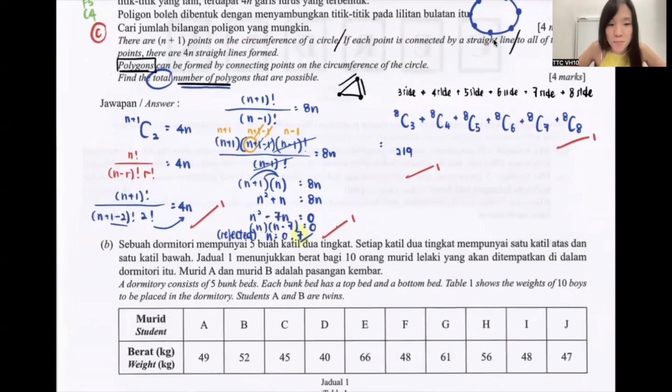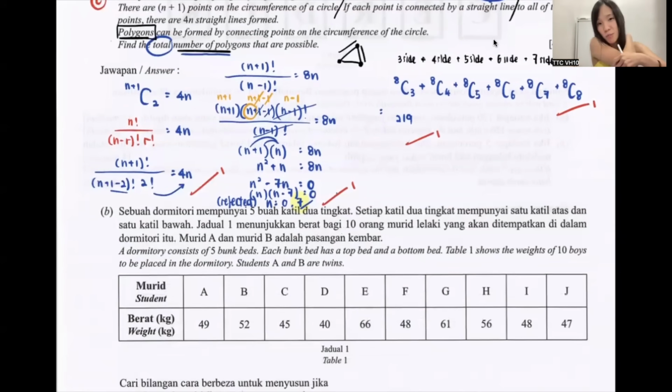Hope you guys understand? B. For B, I realized there's also some problem. Let me show you guys my theory, okay? They say a dormitory consists of 5 bunk beds. You know what a bunk bed is, right, my dear? A bunk bed means got top, got bottom, okay? Each bunk bed has a top bed and a bottom bed, okay? Top and bottom lah. So there's a ladder for you to climb.